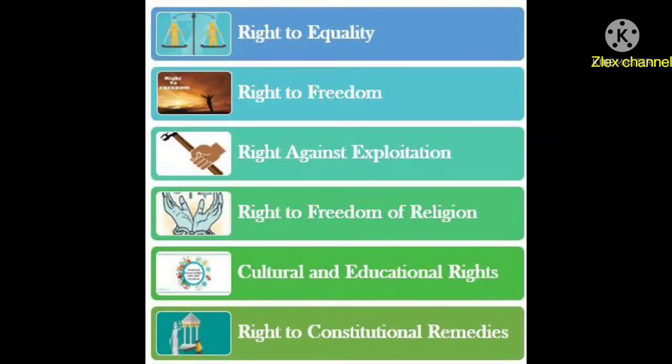Finally, the right to constitutional remedies. Article 32 of our Constitution safeguards our fundamental rights by granting us the right to constitutional remedies. It is possible that the government may, on certain occasions, violate our fundamental rights. The right to constitutional remedies protects the citizen against any such violation. A citizen can file a lawsuit against the government in the High Courts and the Supreme Court.